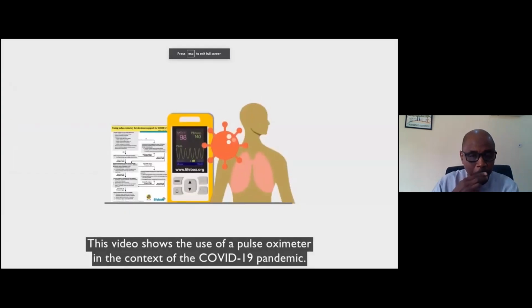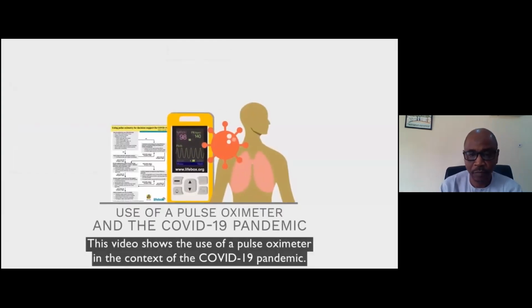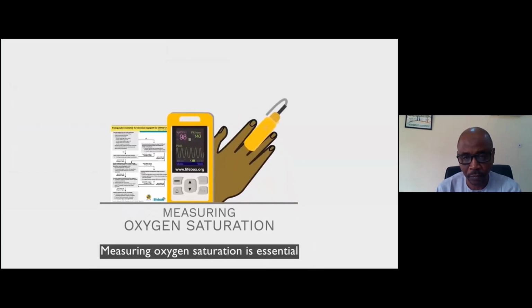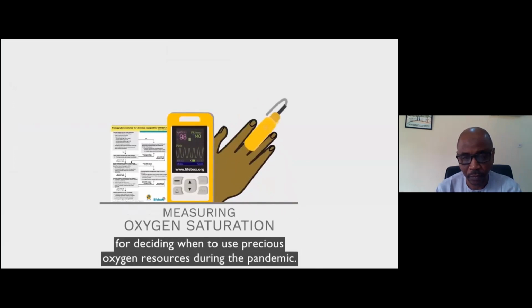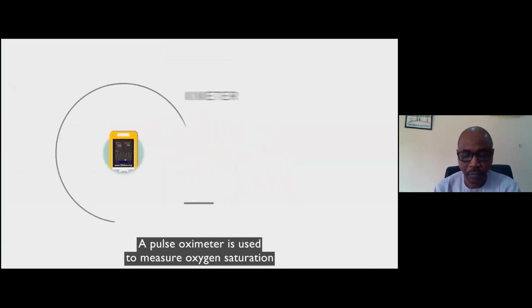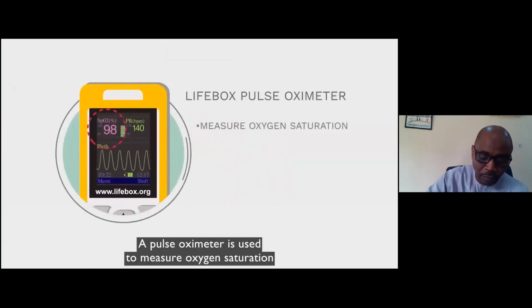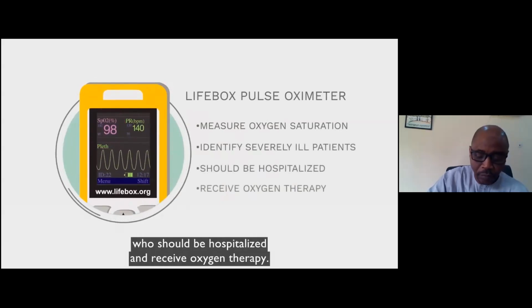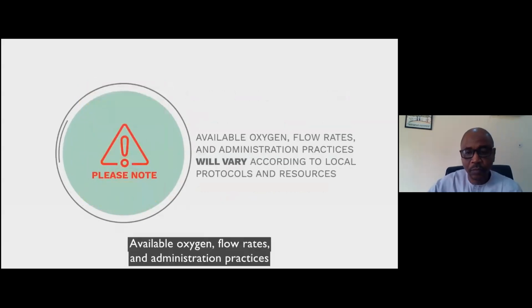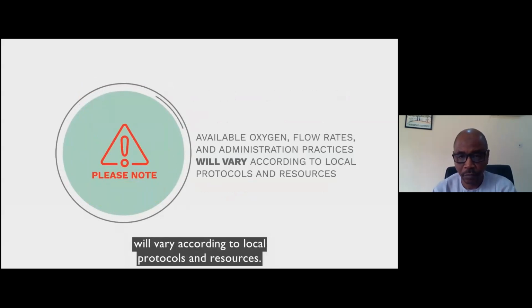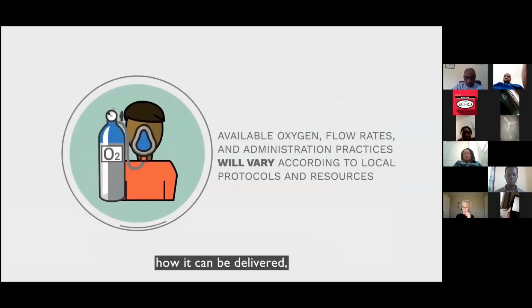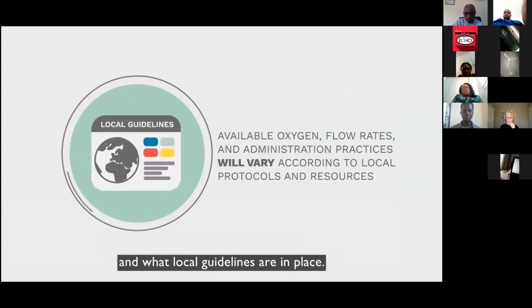This video shows the use of a pulse oximeter in the context of the COVID-19 pandemic. Severe COVID-19 primarily affects the lungs. Measuring oxygen saturation is essential for deciding when to use precious oxygen resources during the pandemic. A pulse oximeter is used to measure oxygen saturation and can help identify severely ill patients who should be hospitalized and receive oxygen therapy. Please note, available oxygen, flow rates, and administration practices will vary according to local protocols and resources. Make sure you know what kind of oxygen therapy is available in your institution, how it can be delivered, and what local guidelines are in place.